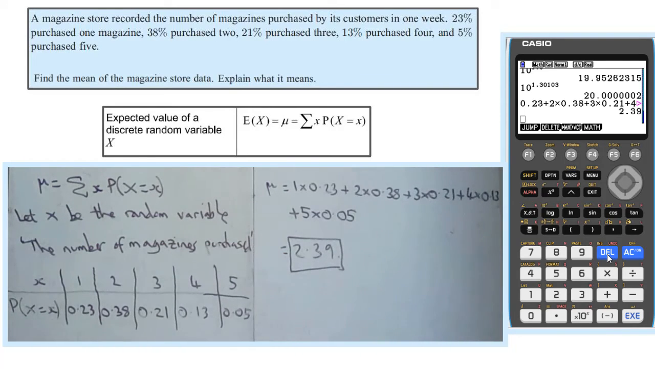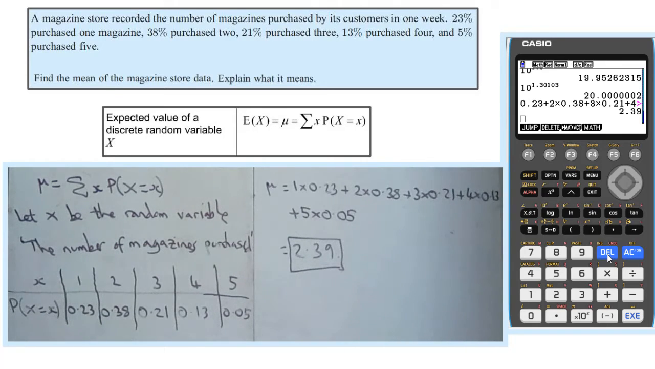And then it asks us to explain what this means. So what that means is interpret it in the context of the question. What it doesn't mean is that somebody's going to come in and buy 2.39 magazines. That obviously doesn't make sense. But what it means is, over a period of time, assuming that this data is a reasonable representation of the typical situation in this magazine shop, over a large sample size, the mean number of magazines sold would be 2.39.